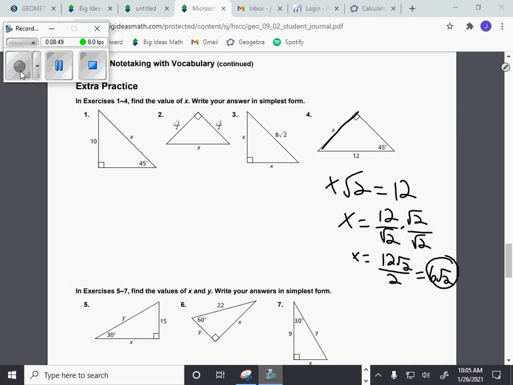Okay, you cannot have the square root of 2 on the bottom of a fraction. So, what did I do? Multiply by square root of 2 over square root of 2. That's just like multiplying by 1. Therefore, multiply straight across. 12 times the square root of 2 is 12 square root of 2. Square root of 2 times square root of 2 is just 2. And then simplify. We have 12 over 2, which is 6.